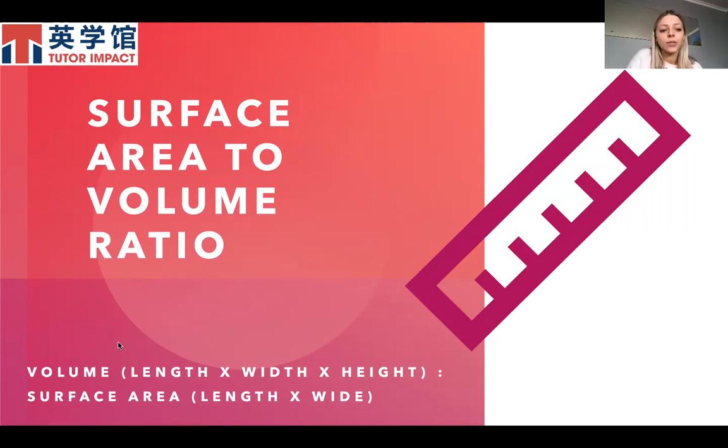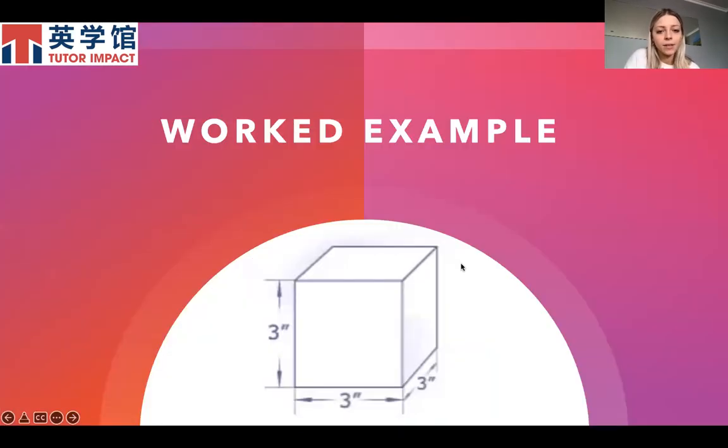So it's just those first two components of the volume. This is how you calculate the surface area to volume ratio. You work out these two figures and then you simplify it down to the lowest numbers you can. So we're going to go through a worked example of this next.